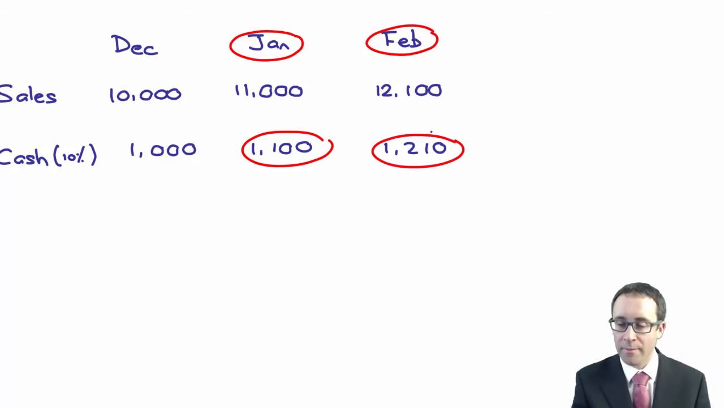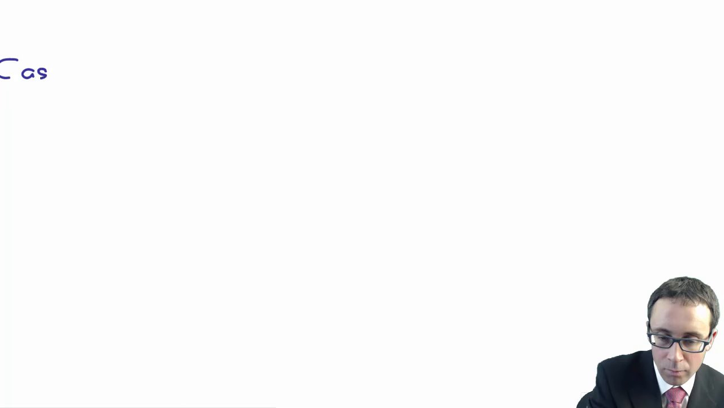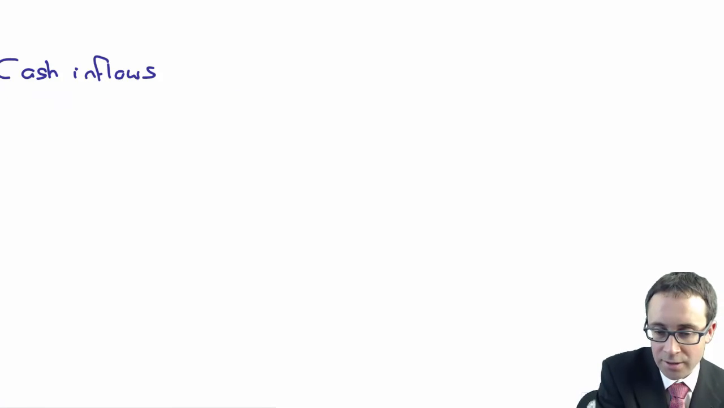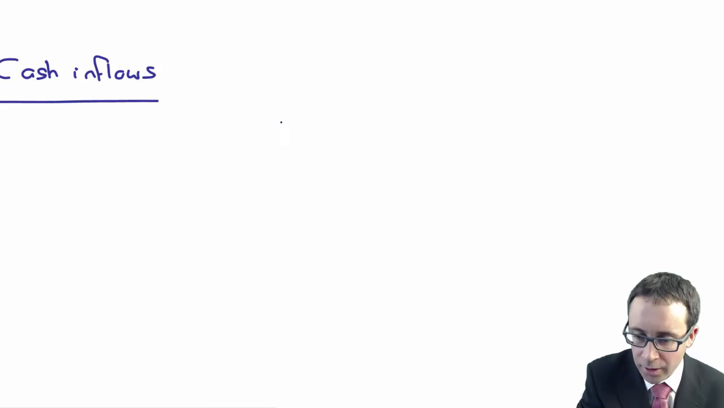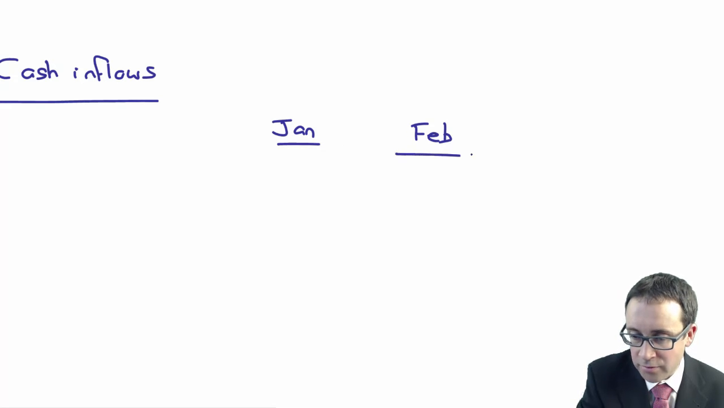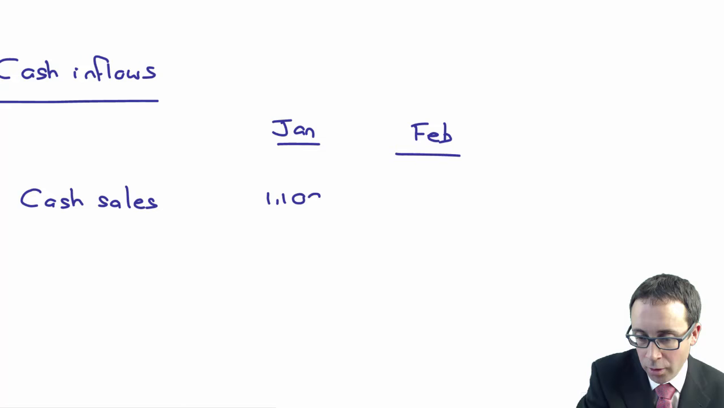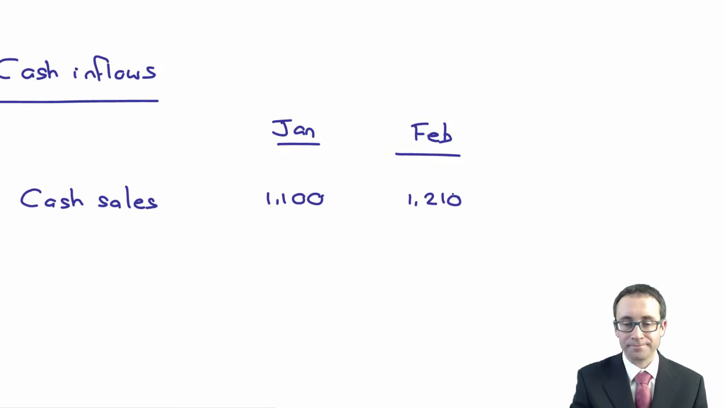Okay, because we're looking at January and February. So if we're looking at my cash inflows, that's an awful straight line, isn't it? That's much better, as if I need a ruler. There's January, there's February. If we take our cash sales, you have 1,100 and 1,210. Okay, excellent. There we go.